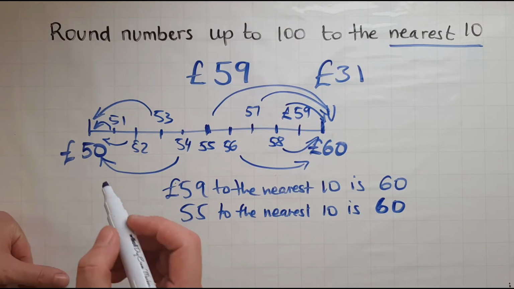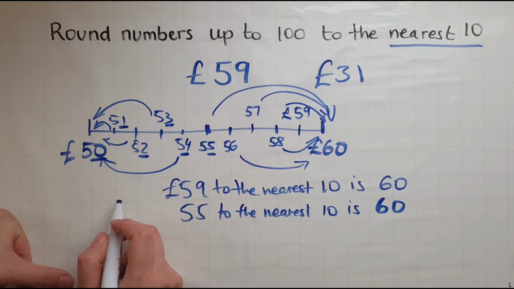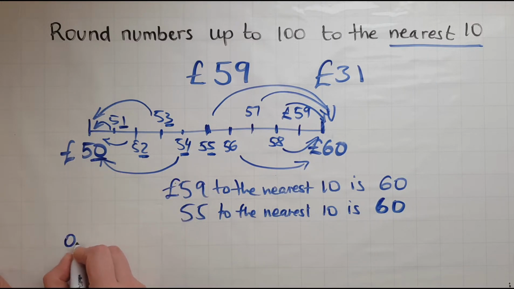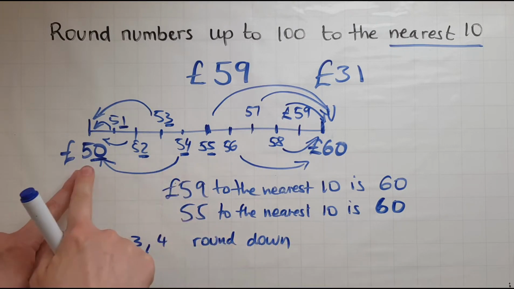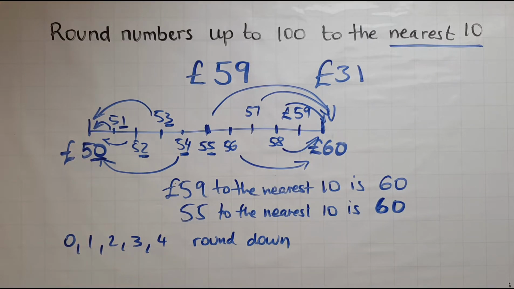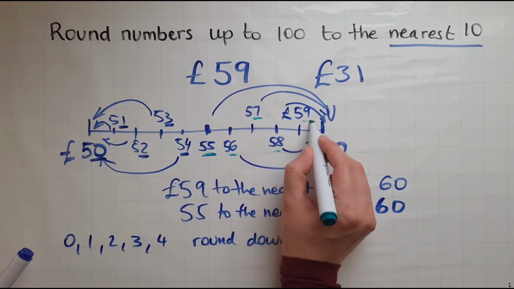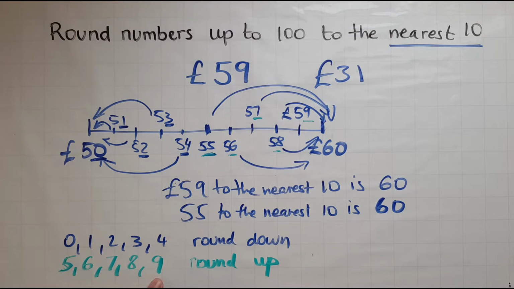So if the number ends in 0, 1, 2, 3 or 4, then we round down, which means in this case rounding to 50. If the number ends in 5, 6, 7, 8, 9, we round up. So 0, 1, 2, 3, 4, rounding down, 5, 6, 7, 8, 9, rounding up.